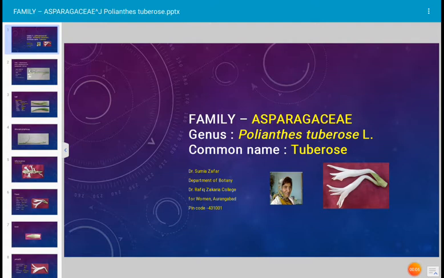Today's topic for discussion is a description of a specific plant, that is Polianthes tuberosa. It is a perennial plant with beautiful fragrant flowers. This plant is commonly called Polianthes lily, or it is also known as the tuberose plant. It is very common in Aurangabad. It is widely grown for its flowers, and it occurs throughout the world, hence it is a cosmopolitan plant.